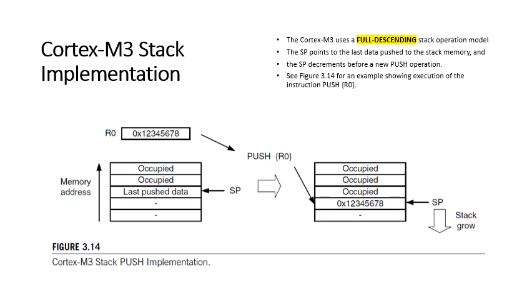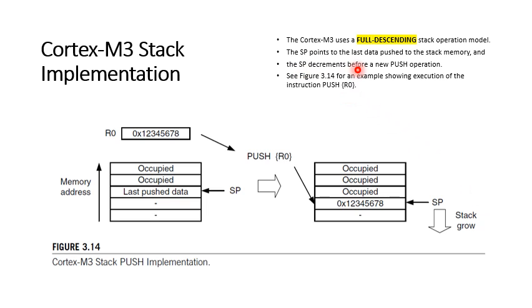Now if you consider Cortex M3 stack implementation, Cortex M3 uses a fully descending stack operation, as it is mentioned. That means the SP value will be decremented for every push operation. Each and everything will be clarified in the instructions in module 2.